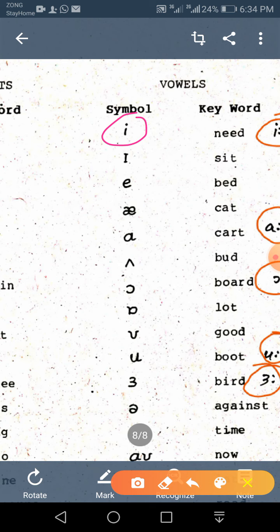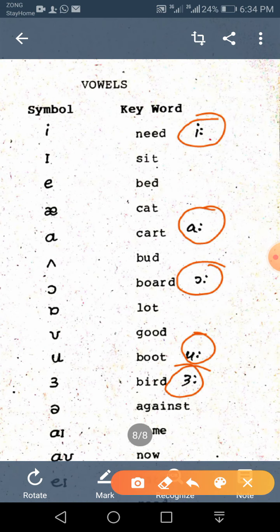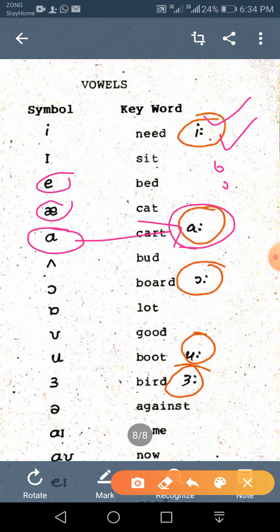This is a long vowel sound, and this is a short vowel sound. Long vowel sounds are accompanied by a colon, two dots placed in order to show the length. Now this is a short vowel sound. Now this is a long vowel sound, as I have shown here separately. So a colon will be put after the sound. Now this is a short vowel sound, and this is again a long vowel sound.